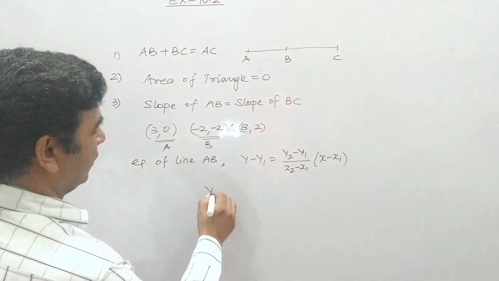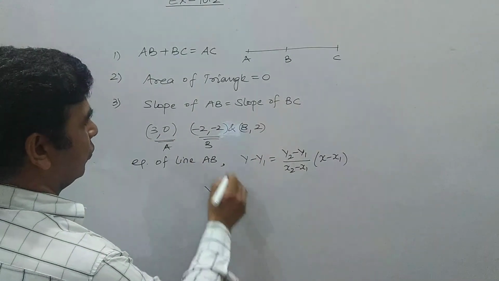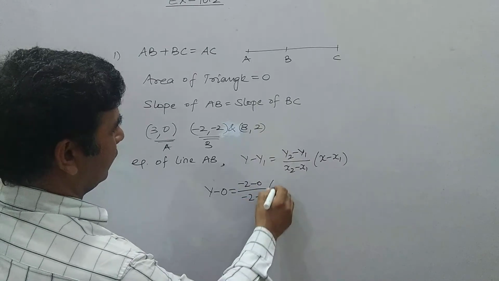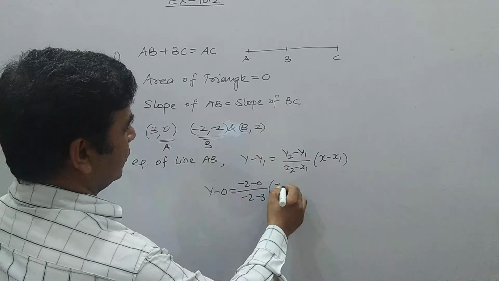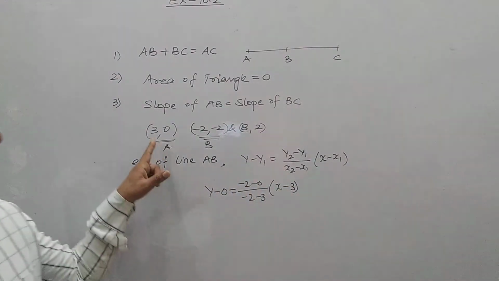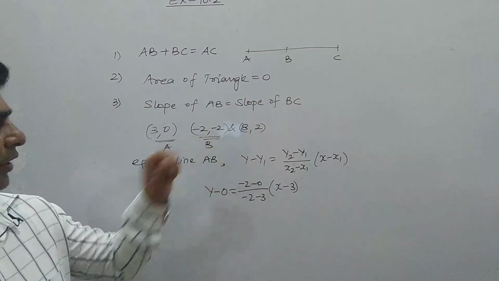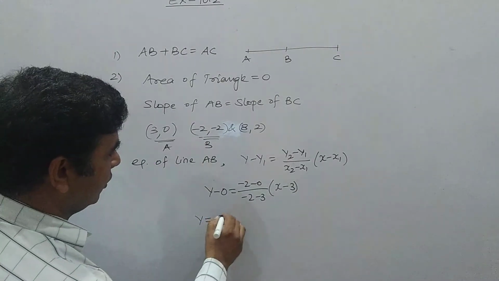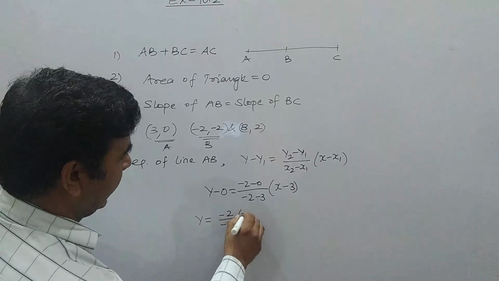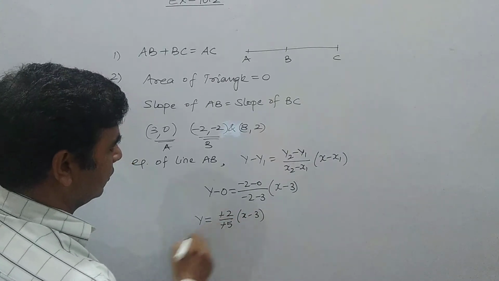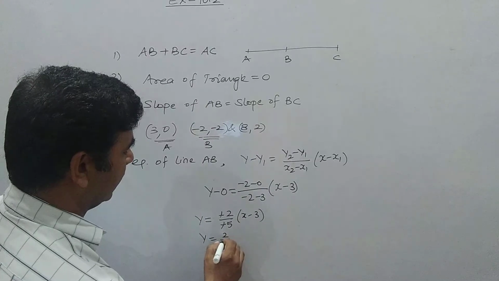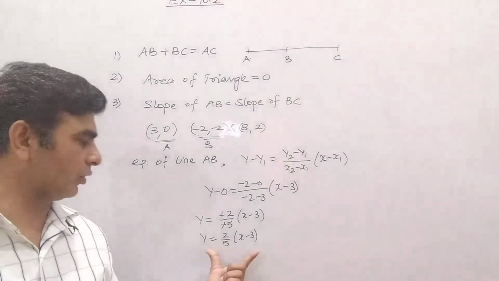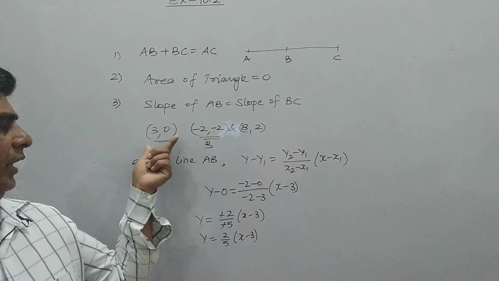So the equation will be y minus y1, where y1 is 0, y2 is -2, so (-2 minus 0) upon (-2 minus 3) of (x minus x1). x1 is 3. Now the equation of line is y is equal to -2 upon -5 of (x minus 3). So we can write y is equal to 2 by 5 of (x minus 3). This is the equation of the line through the points A and B.